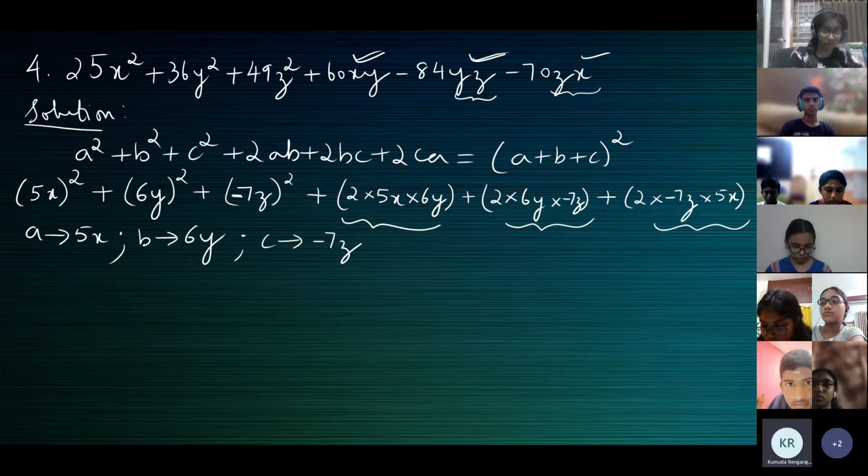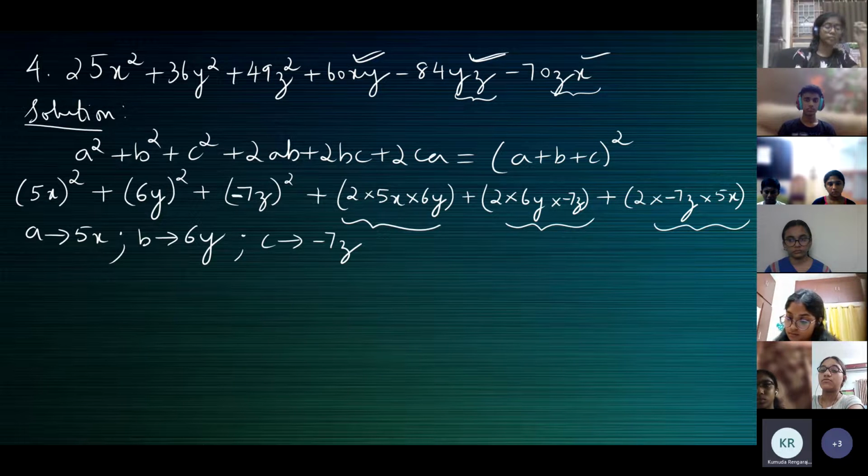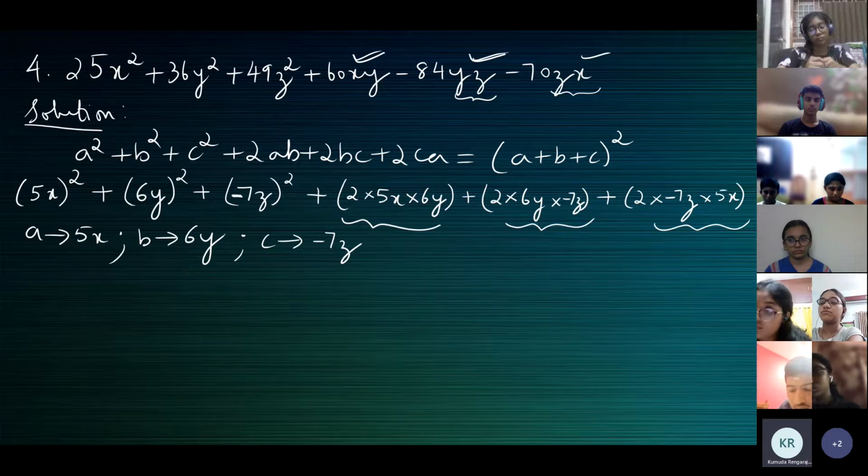We have rewritten the given expression in the form a square plus b square plus c square plus 2ab plus 2bc plus 2ca. What have we done? We first identified the correct identity. Then the same expression which is given, we have shown it in the form a square plus b square plus c square plus 2ab plus 2bc plus 2ca. We are trying to justify that the given expression is really in this form.